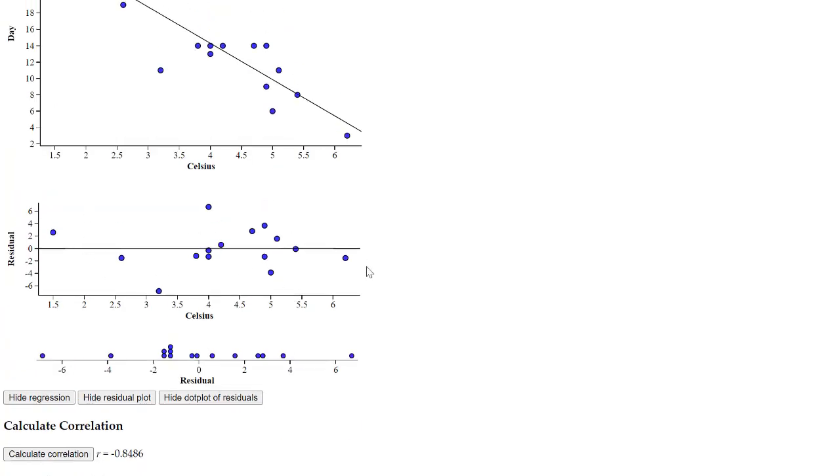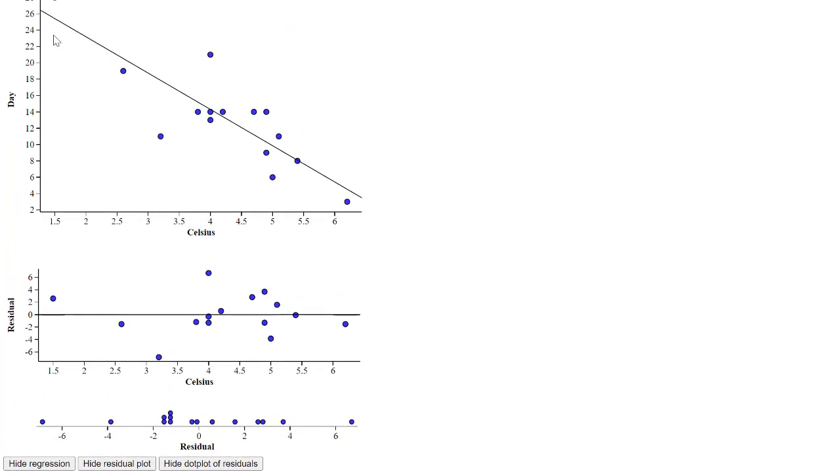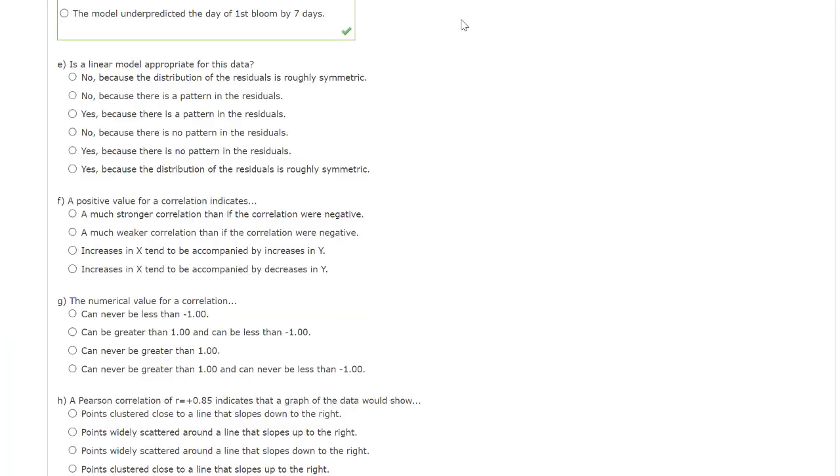Now, there are a couple ways. You can kind of look through the thing and say, is it kind of curvy? But this is really the plot that you want to look at. The pattern in the residuals. I don't really see a lot of major variation going on. It's regular variation. There's no pattern in here. And so if there's no pattern, we're good. We're golden. So we're going to say yes, because there is no pattern in the residuals.